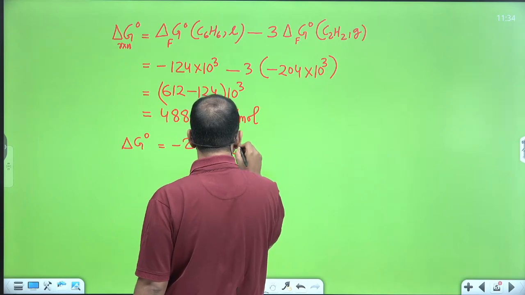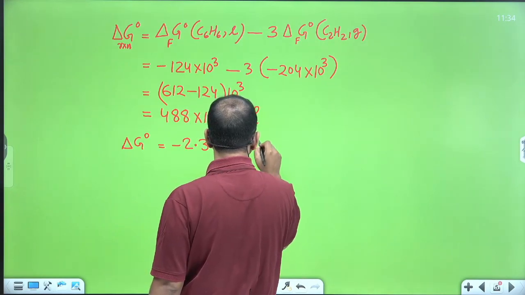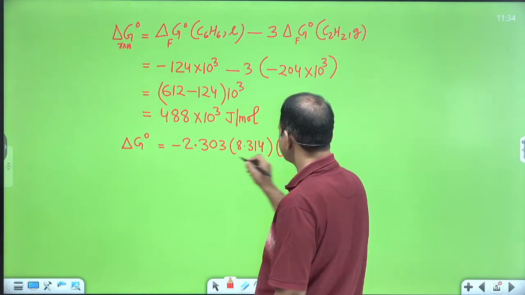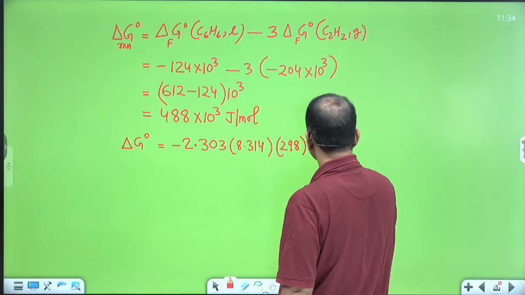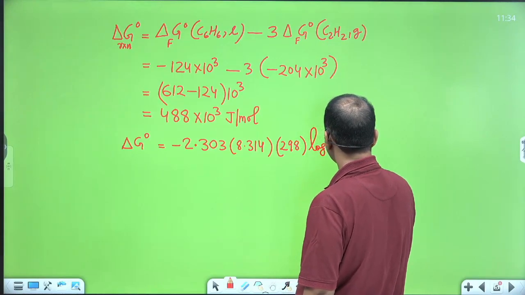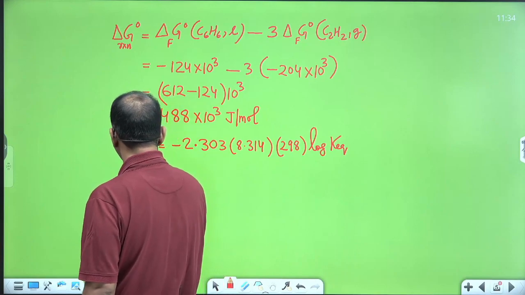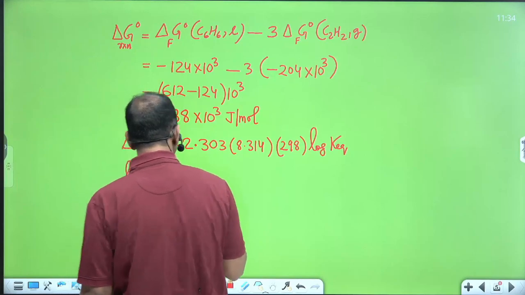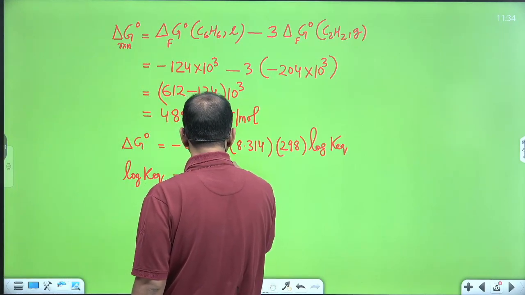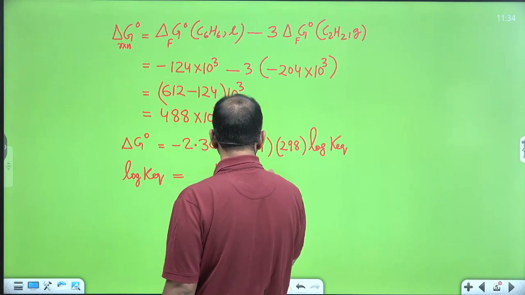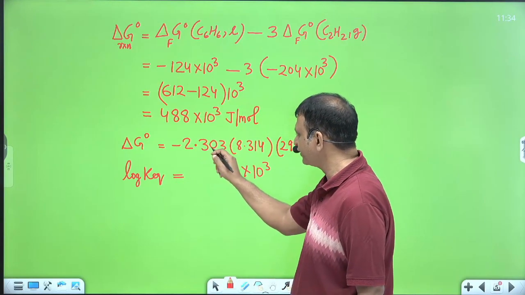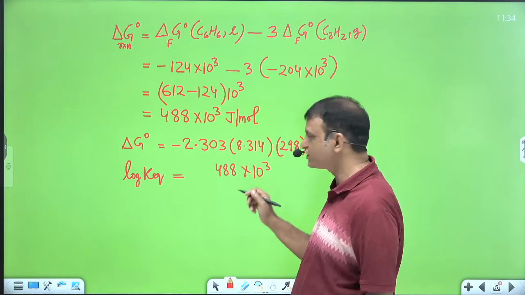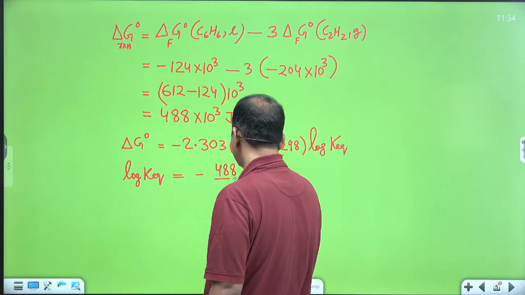The R value they have given in joule, so we have to use 8.314, and the temperature is 298 Kelvin, right? So the multiplication of this is already known. From here we can calculate the value of log equilibrium constant. The value of log equilibrium constant will be 488 into 10 to the power 3, and we already know that 2.303 into 8.314 into 298, this value is 5709, with a minus sign here.